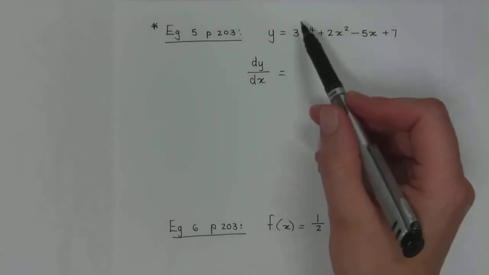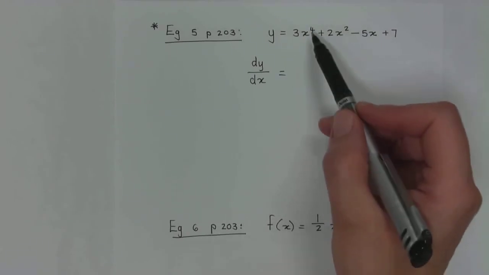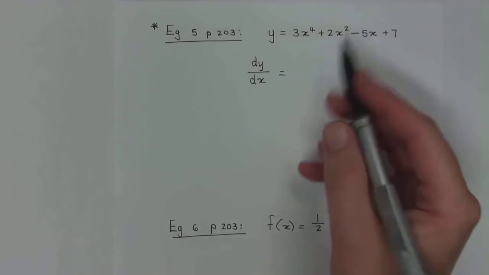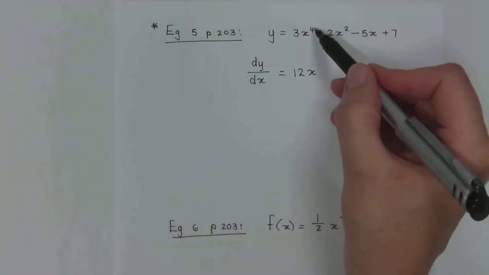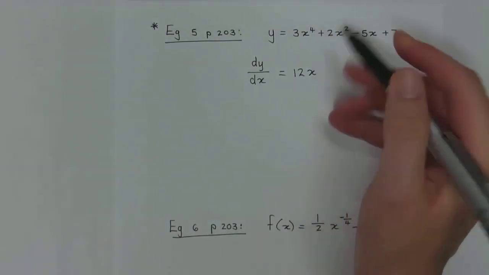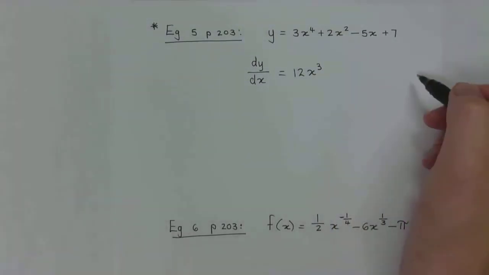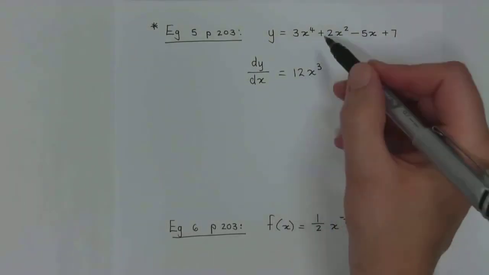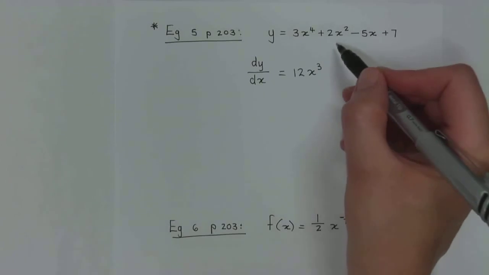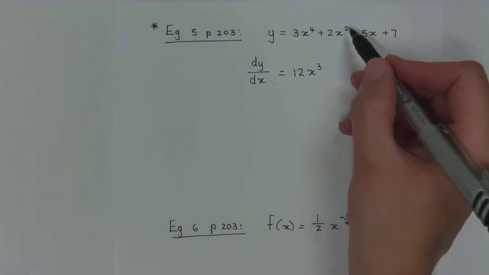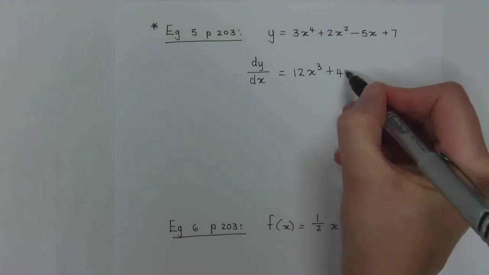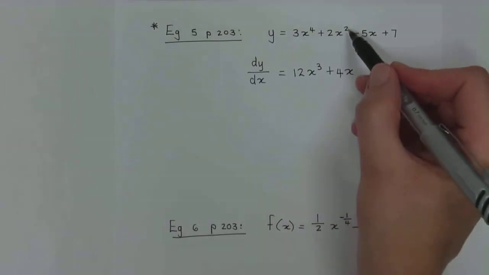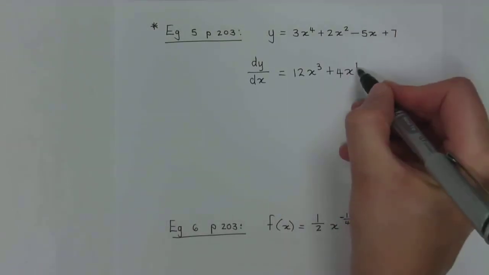So I will take the first term, 3x to the power of 4, and I will take the exponent 4 times 3, which is 12, x to the power of 4 minus 1, make that exponent 1 less, which is 3. So that's the first term. Then I will just move on to the second term, and I will repeat that process, saying 2 times 2, which is 4, x to the power of, make that exponent 1 less, so 2 minus 1 is 1.